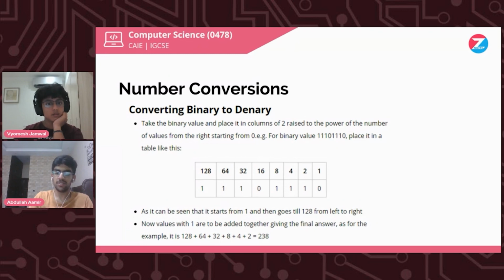So let's just go right in. Just one more thing I need to tell you guys: there is another system you might have heard of, octal, which has 8 values.